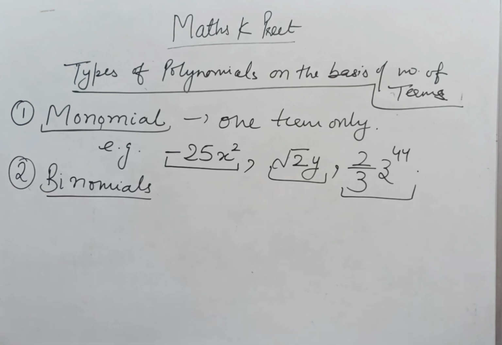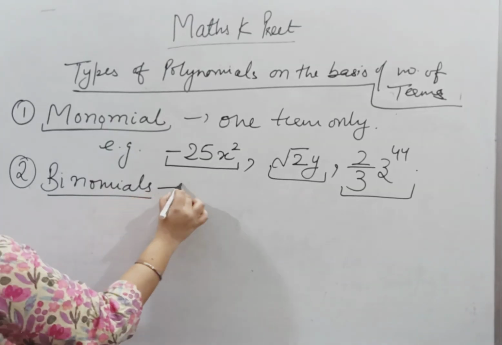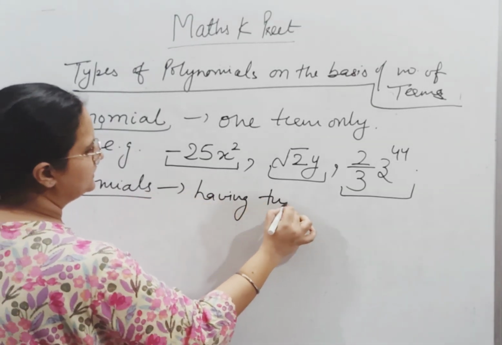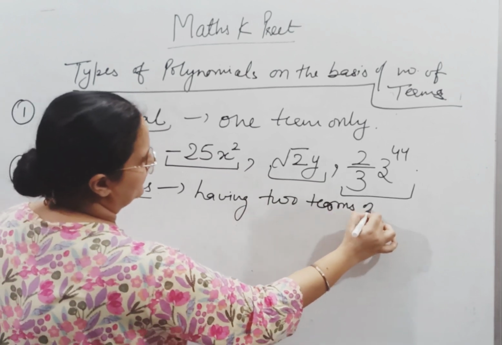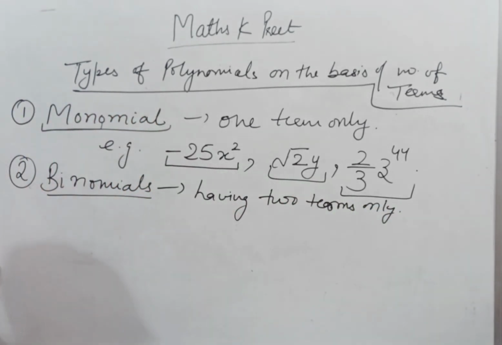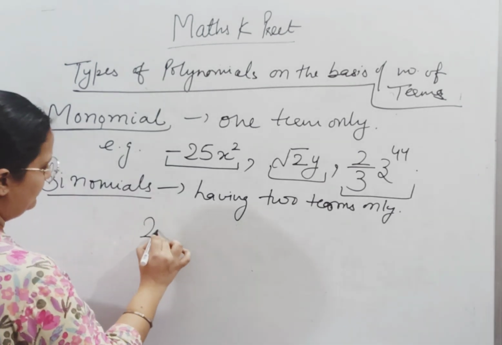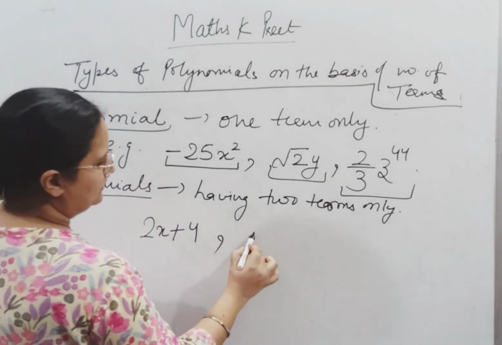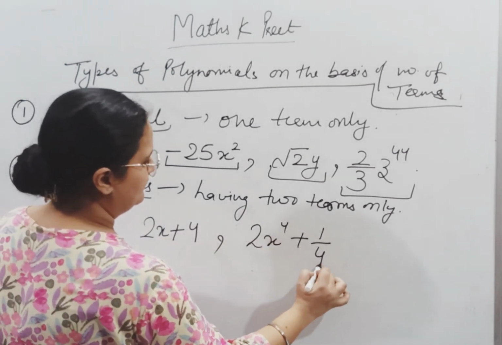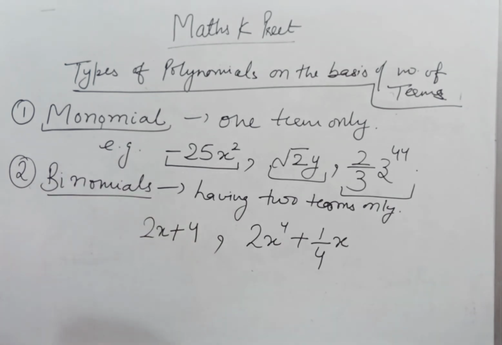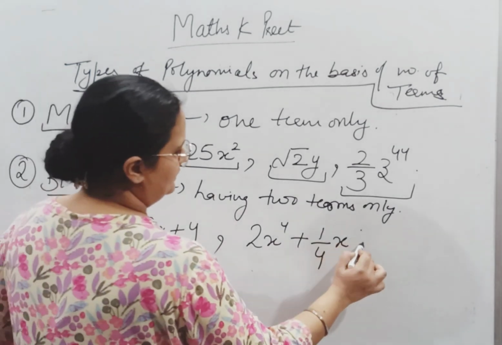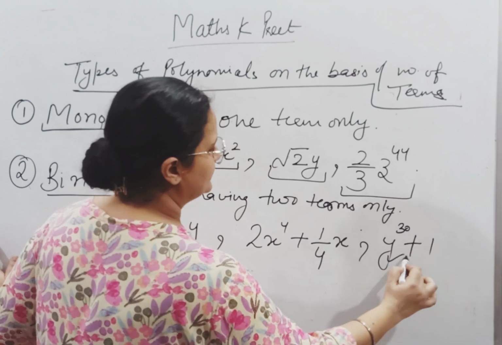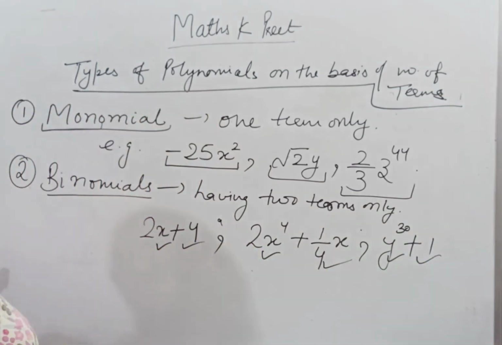Bi means two. A polynomial having two terms only is under the name of binomial. For example, 2x plus 4. These are two terms. 2x raised to power 4 plus 1 by 4x is also an example of binomial. Or I can take y raised to power 30 plus 1. So these are two terms each. These three examples are of binomial having two terms only.